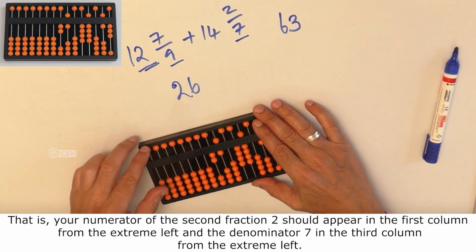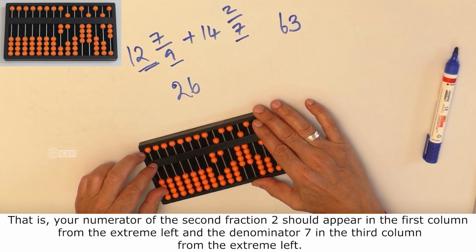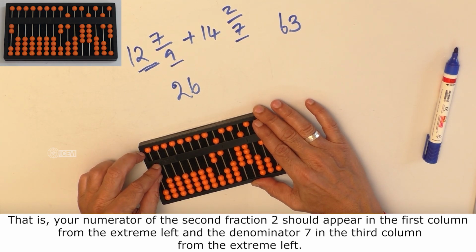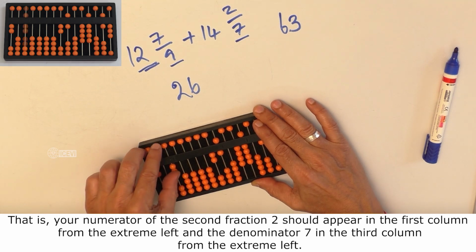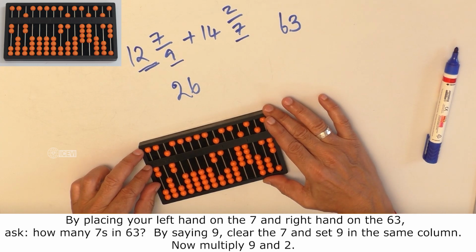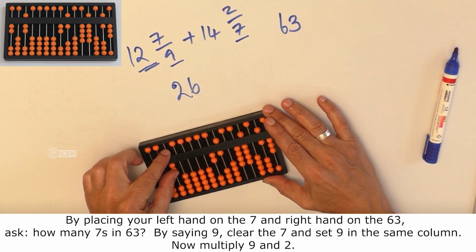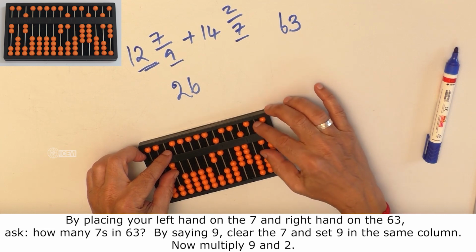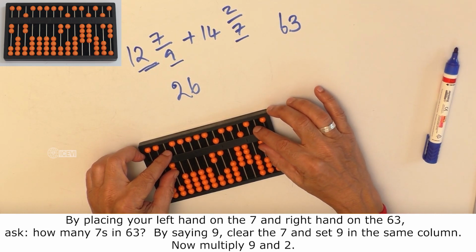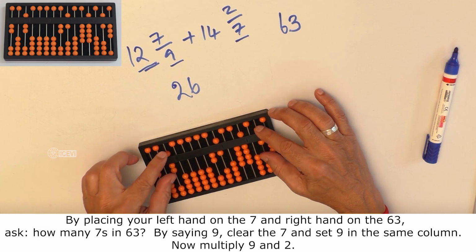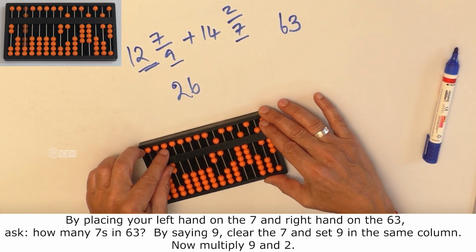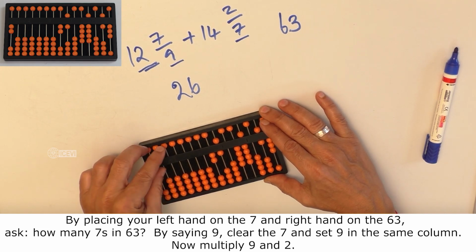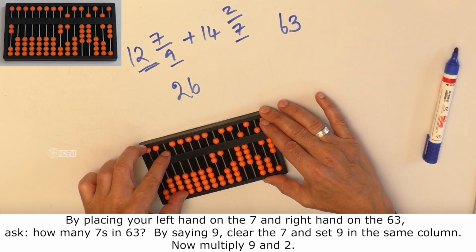That is, your numerator of the second fraction, 2, should appear in the first column from the extreme left, and the denominator 7 in the third column from the extreme left. By placing your left hand on the 7 and right hand on the 63, you ask how many 7s in 63. By saying 9, clear the 7 and set the 9 in the same column.